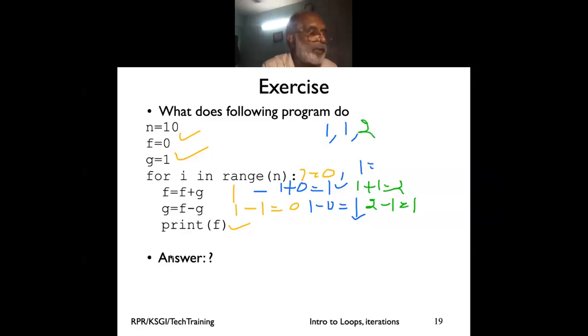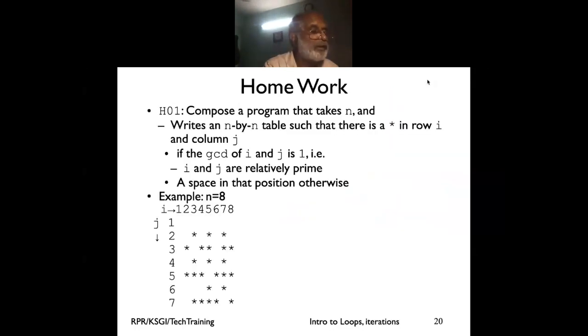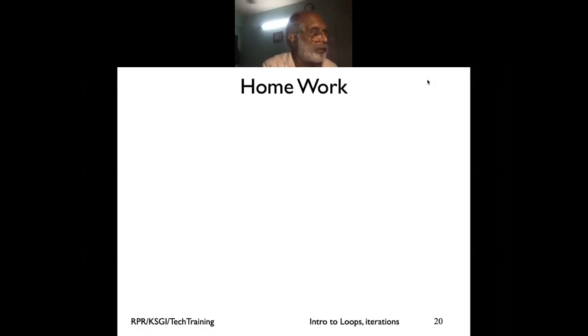Next time you come in, f is 2, so f becomes 2 plus 1, which is equal to 3. What does g become? 3 minus 1 is equal to 2. So look, I'm basically backtracking. f is always the last number in the series, and g is always the previous one. That's what this basically does. Does that explain? So this is another way of doing your so-called Fibonacci series. Let me come back to some exercises.